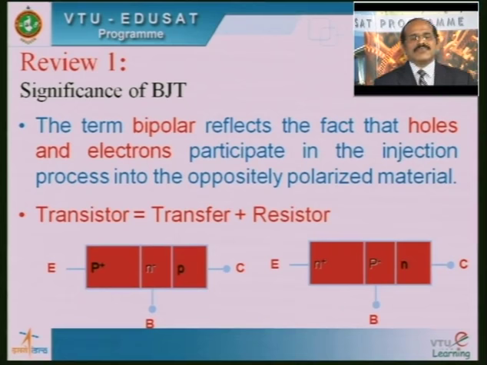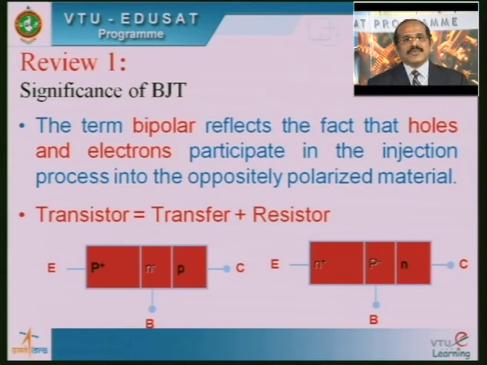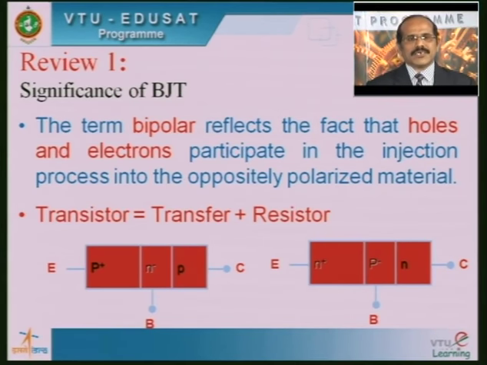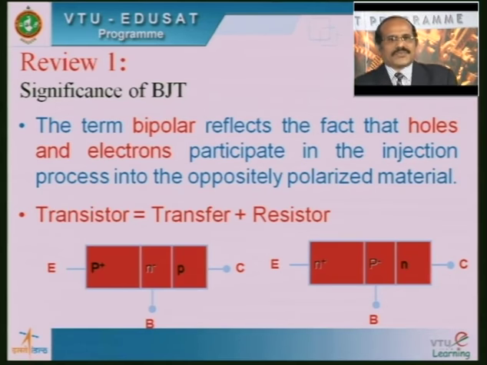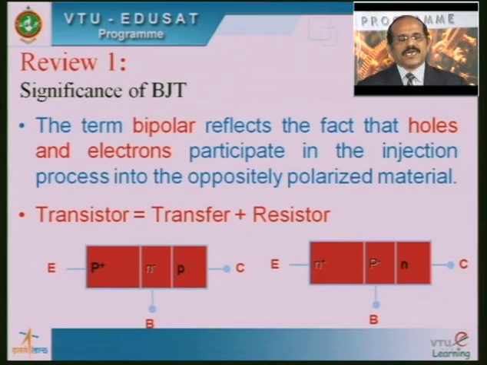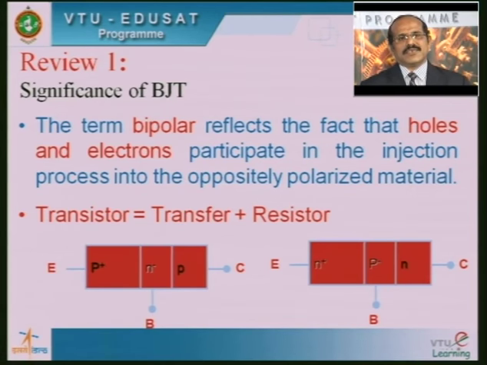Junction. The term junction is used since the bipolar junction transistor has two junctions, one between the emitter and the base, another between the collector and the base. So that is why the term junction is being used here. The third term is transistor. Transistor means transfer plus resistor, or transfer of resistance.